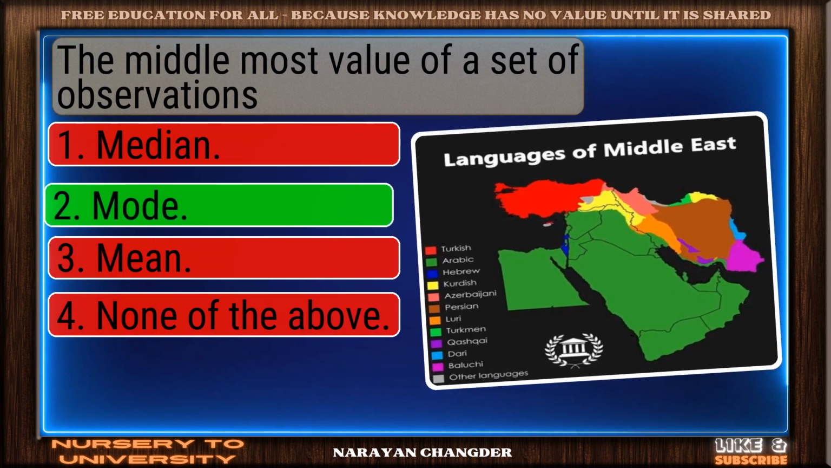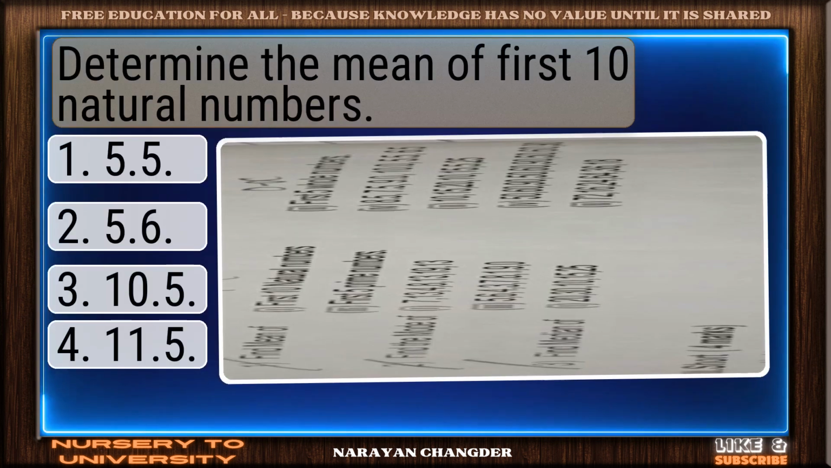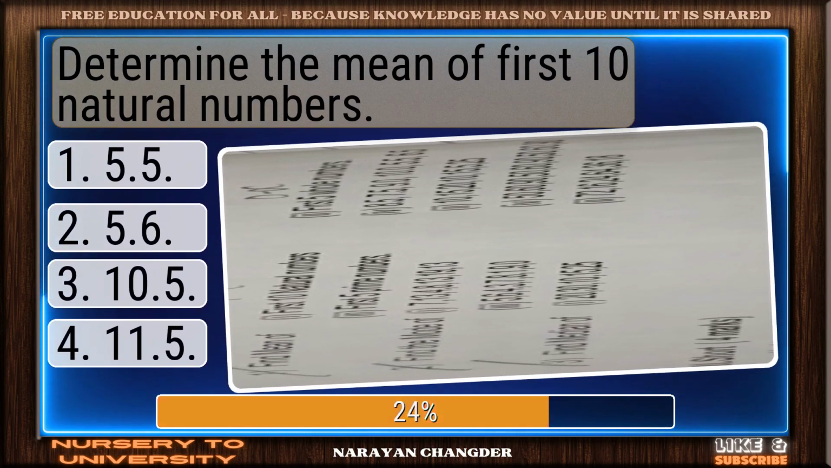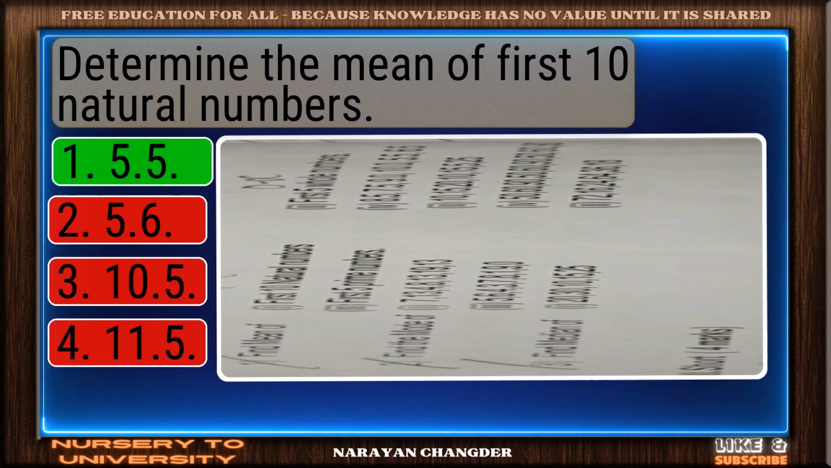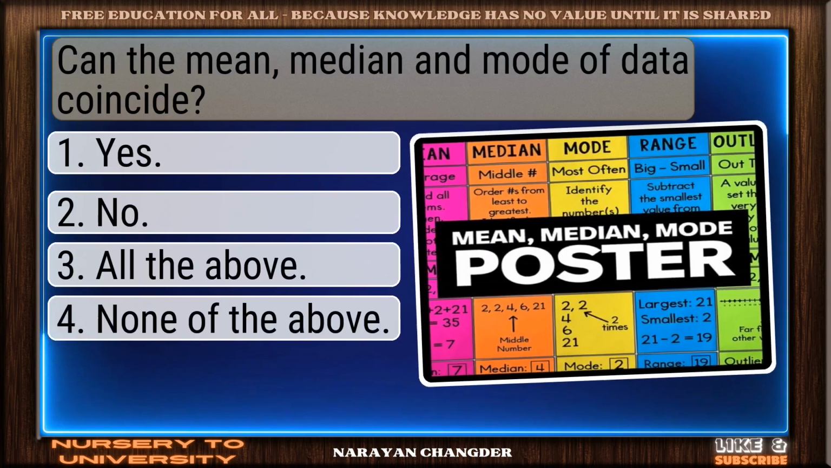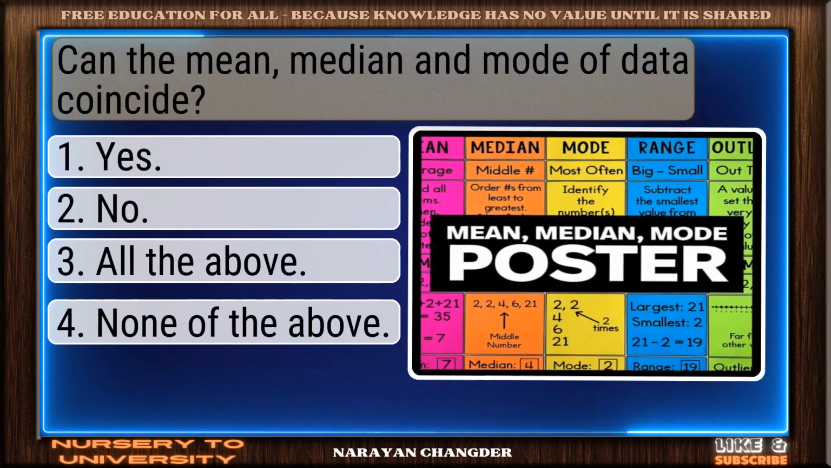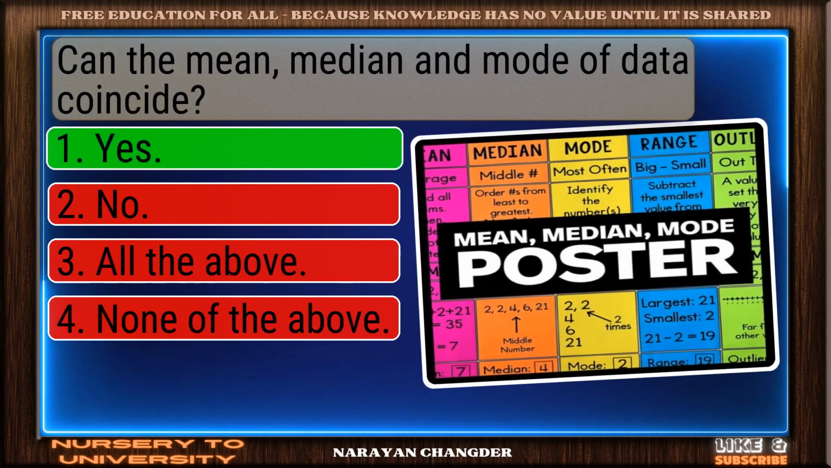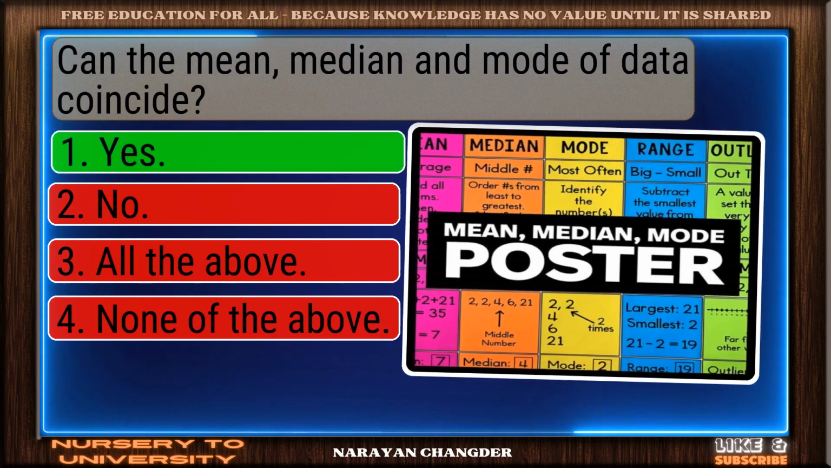The middlemost value of a set of observations is... Nice work. Mode fits perfectly. Determine the mean of first 10 natural numbers. Excellent choice. 5 is right. Can the mean, median, and mode of data coincide? Well reasoned. Yes is correct.